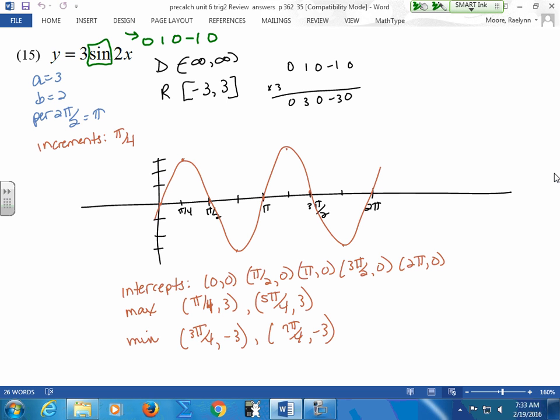Okay, so you've got an amplitude change of 3, no other shift. So now multiply this whole guy by 3. You've got a frequency of 2, which means you need to fit 2 in 2 pi. So the period is going to be pi. Take pi, and now section this right here into 4 quadrants.